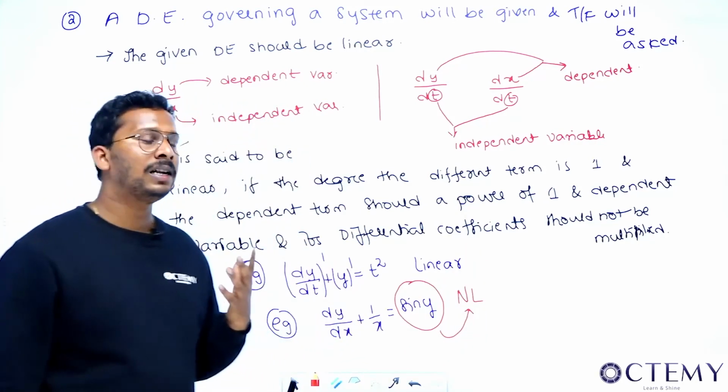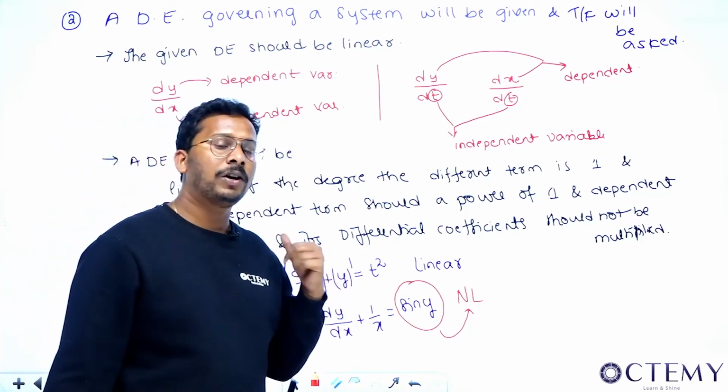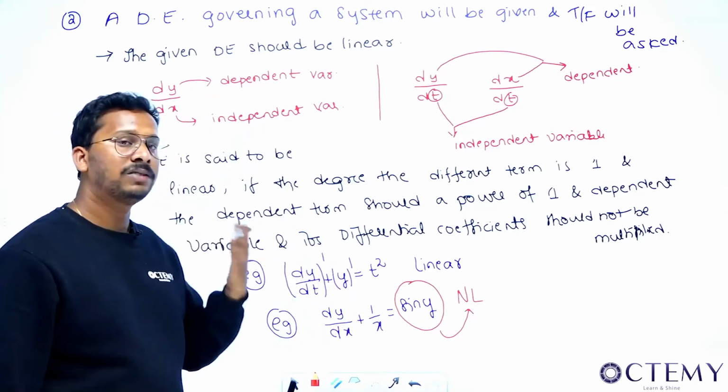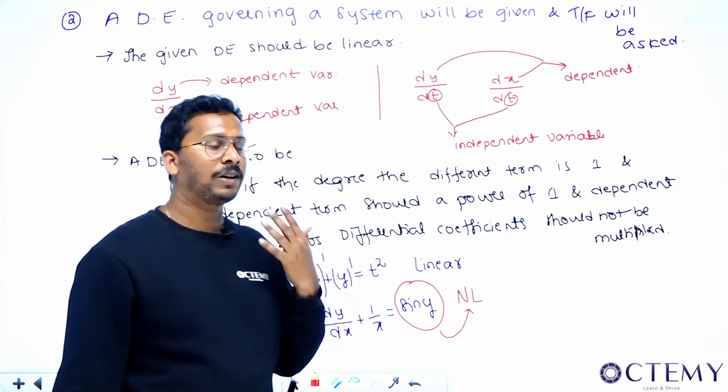Sine y means what sir? Definitely its power is not 1, because if you expand sine y, you will get y minus y cube by 3 factorial plus y power 5 by 5 factorial and all those things.